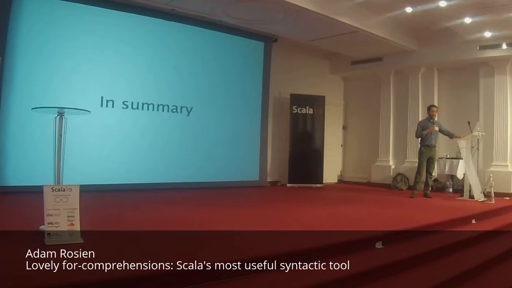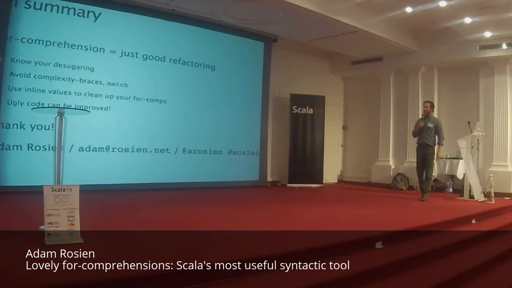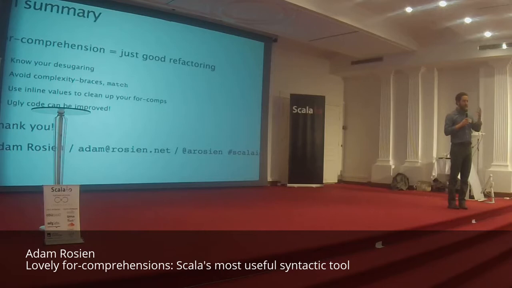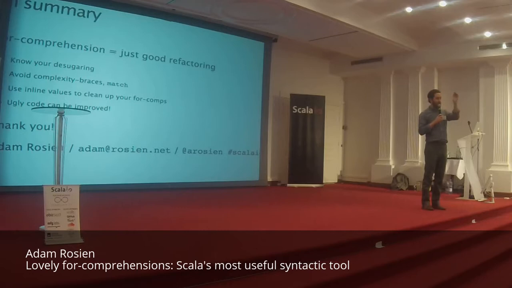So, to summarize, for comprehensions are just a really good signal that your code is well factored. If you can take your code and reduce it down into a for comprehension, that means that you're not using so many intermediate variables, or those intermediate variables are much more aligned with the structure of the computations going on. It means that you have factored computations out into functions so that the left-hand side of that arrow and the right-hand side of that arrow are just short strings that are not very complicated.